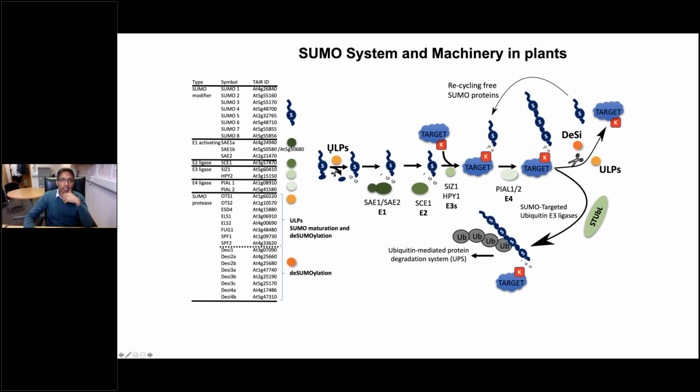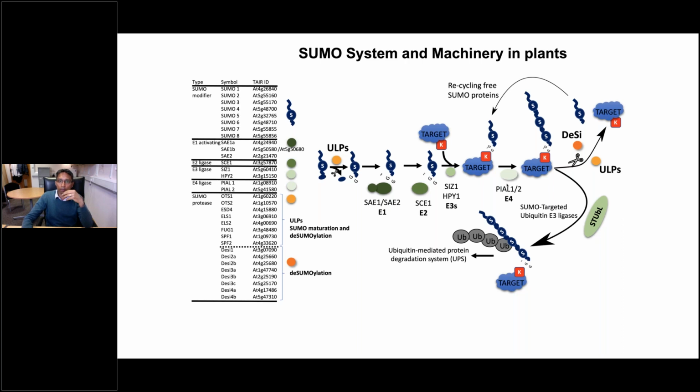And this cleavage is done by a set of proteins, SUMO proteases, which OTS1 belongs to, the ubiquitin-like proteases. These then expose the diglycine motif, which is then taken over by the SUMO E1 and the E2 and then the E3s, which then conjugate SUMO onto lysine residues on target proteins. Cysteines can also be conjugated to SUMO, but somehow the cysteine-glycine link is less stable.